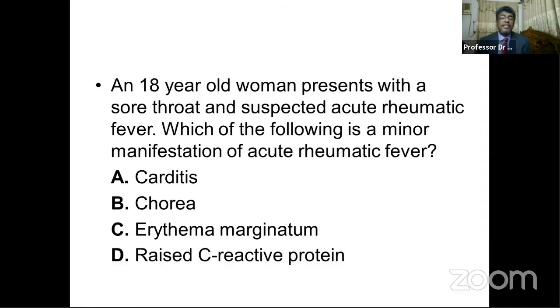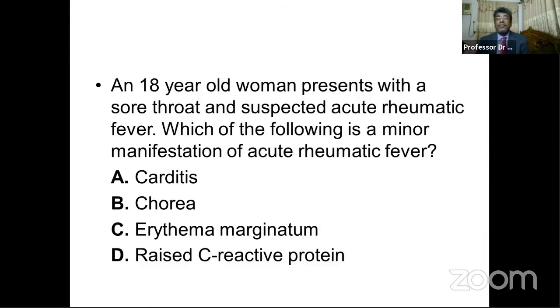Raised C-reactive protein is a minor criterion, and carditis, Sydenham chorea, erythema marginatum, and arthritis, a fleeting, large joint arthritis or migrating polyarthritis actually, are major criteria.